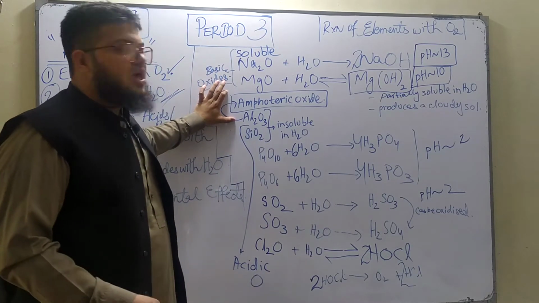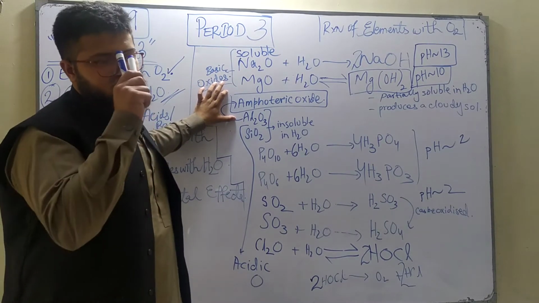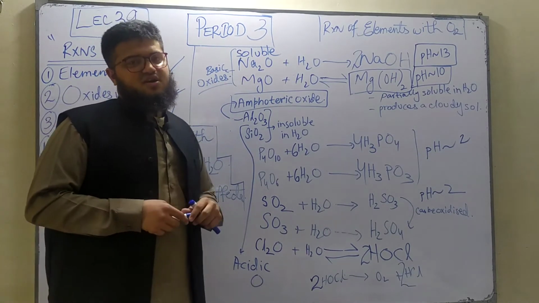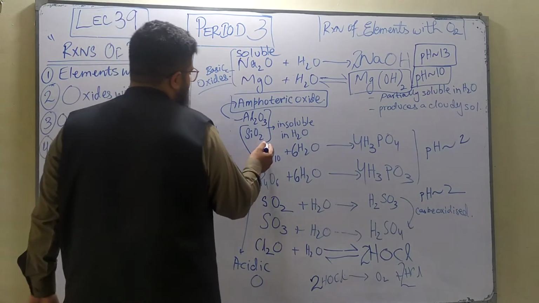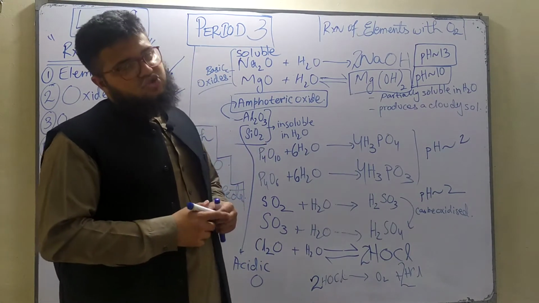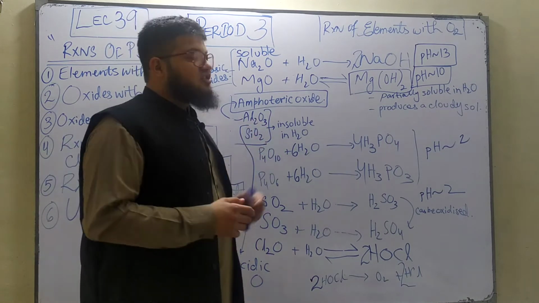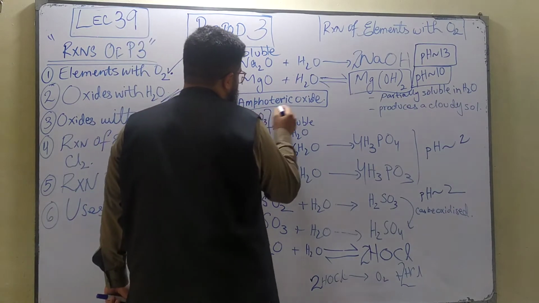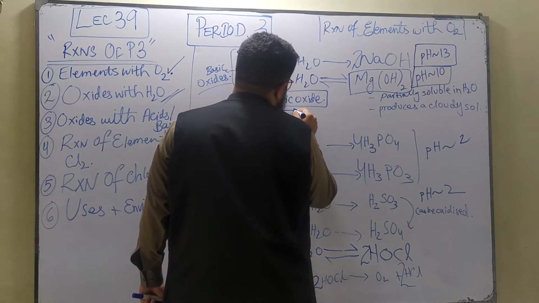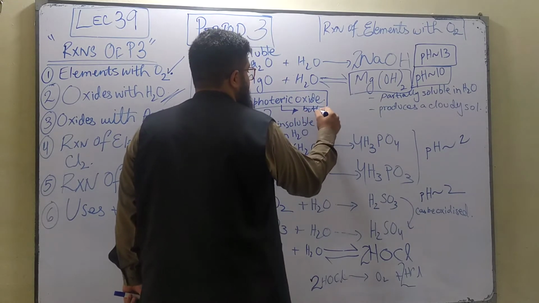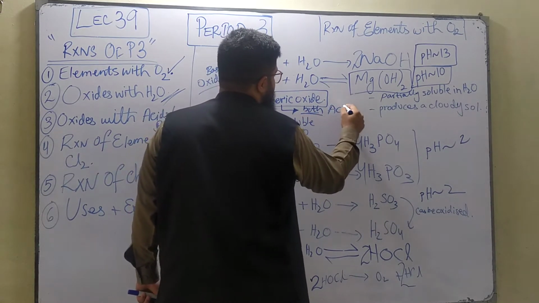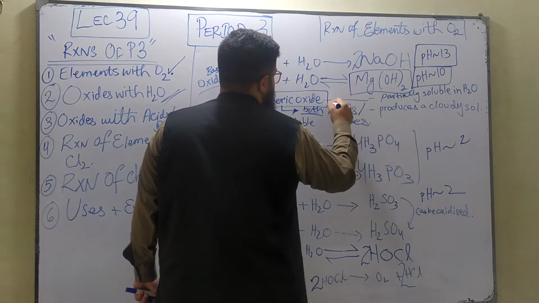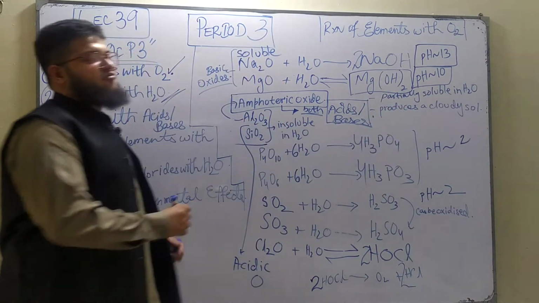Now coming to the third one, Al2O3, aluminum oxide, which is an amphoteric oxide. And this amphoteric oxide is actually insoluble in water. Similarly, SiO2 is also insoluble in water. What does amphoteric actually mean? I didn't tell you what amphoteric was. You guys already know this from your O levels, by the way. An amphoteric oxide is basically an oxide that can react with both, by both I mean both acids as well as bases. This is the characteristic of an amphoteric oxide.